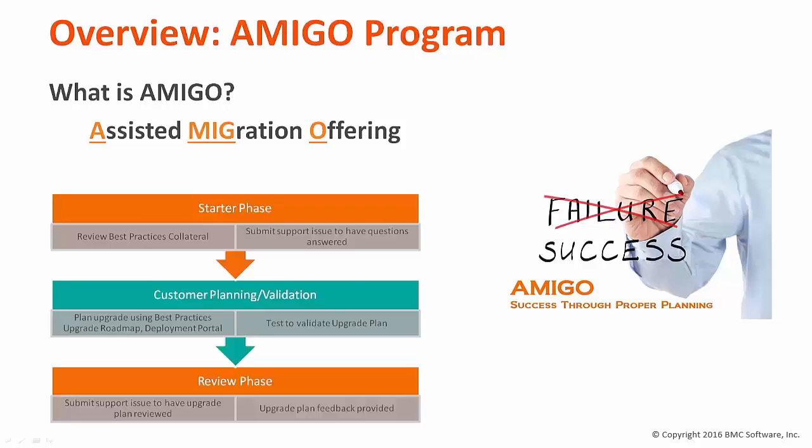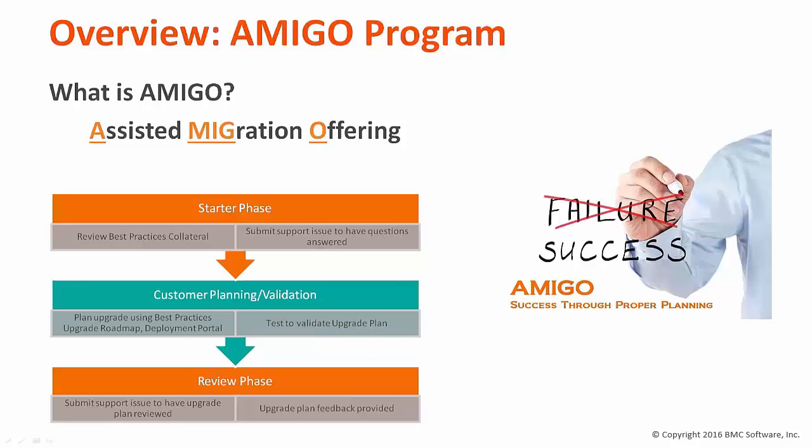The Amigo program has two phases to it. There is a starter phase where you would log an issue with support with Amigo Starter in that issue, and that collateral or best practice documentation would be introduced to you by the support analyst that is handling the case. Also, prior to opening the issue, you could review this information and get any questions ready that you had, and the support analyst would be able to address those questions, maybe around aspects of in-place upgrade or an accelerated upgrade or anything that you may have based on upgrade-oriented questions. Once all the questions are answered, that starter phase is closed.